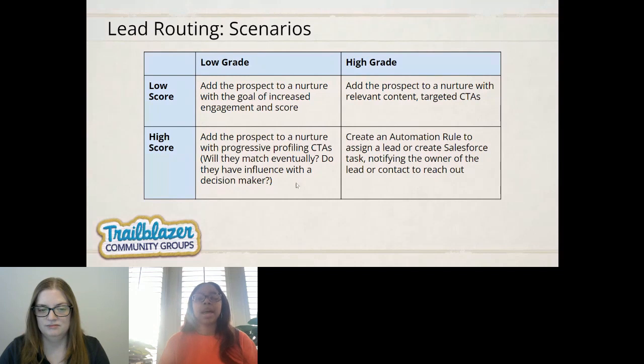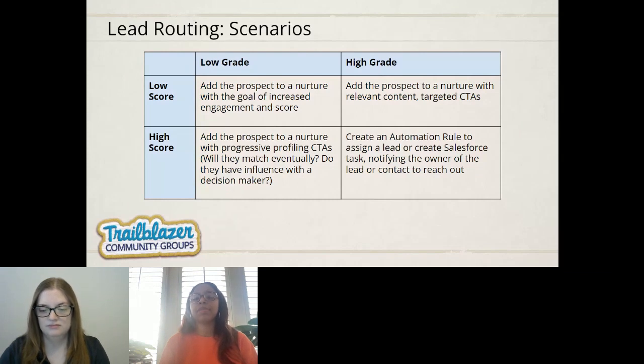Next up, bottom left, high score, low grade. So in this case, this person has been actively engaging with us. Maybe they're on our website, they've completed forms, they've downloaded white papers and content, but their grade is relatively low. So not necessarily someone we would want to work with. So in this case, we would add them to a nurture with a series of emails that link out to forms, so we can build out their profile a little bit more, ask them some additional questions to see if they would be someone we'd be interested in working with, to get their grade up a little higher.